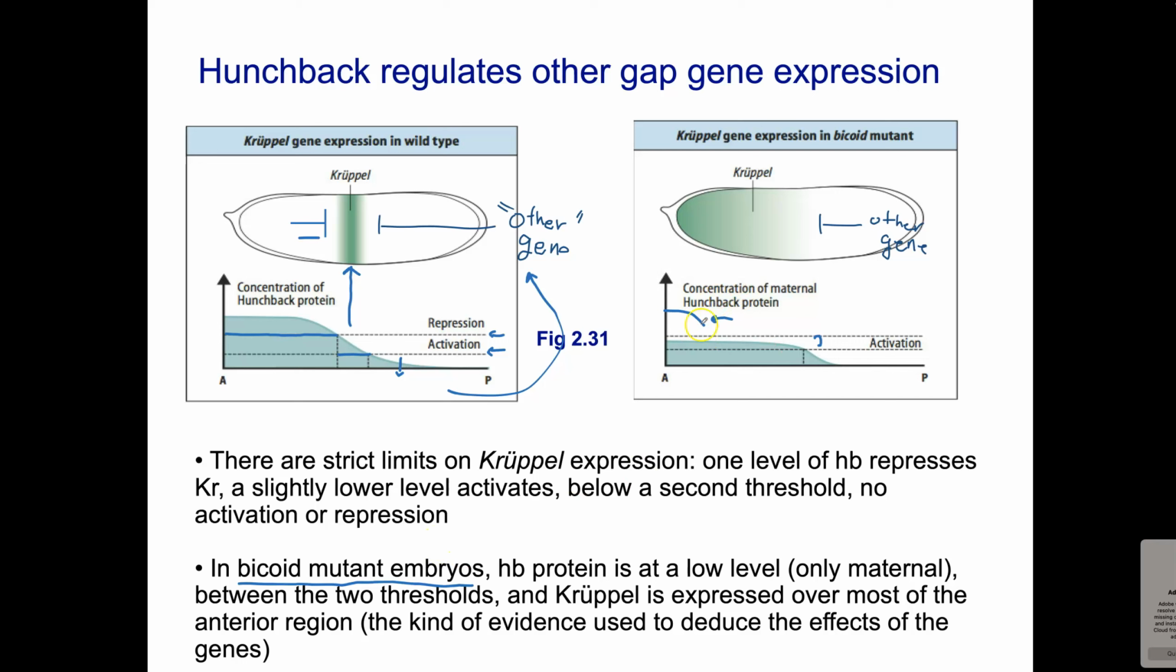And so when we get rid of bicoid function, we also lose all the zygotic hunchback protein, and we only have that little bit that mom put in, and it's down in this amount. And so therefore, we have activation of Kruppel expression, and so there it is over almost the whole anterior half of the embryo.